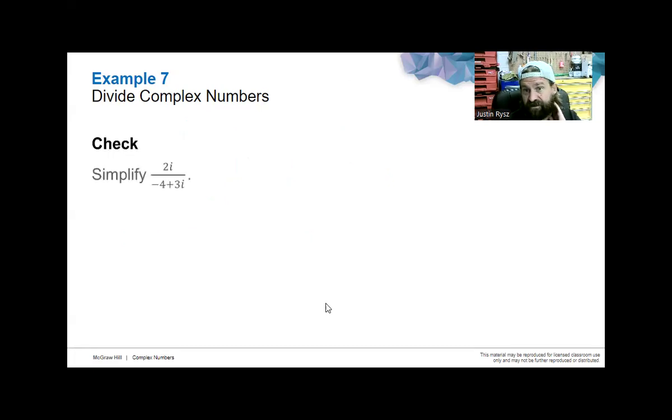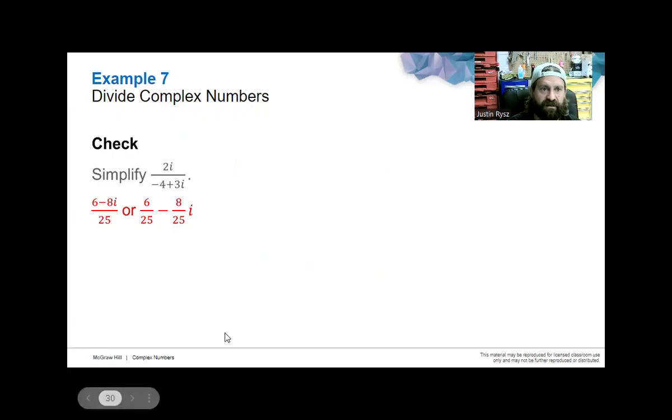All right, once you guys pause the video and try the next one on your own. Okay, what's 2i divided by -4 plus 3i? All right, the complex conjugate should be -4 minus 3i. And when you do that, you end up getting an expression here of 6 minus 8i over 25, which is 6 over 25 minus 8 over 25i.